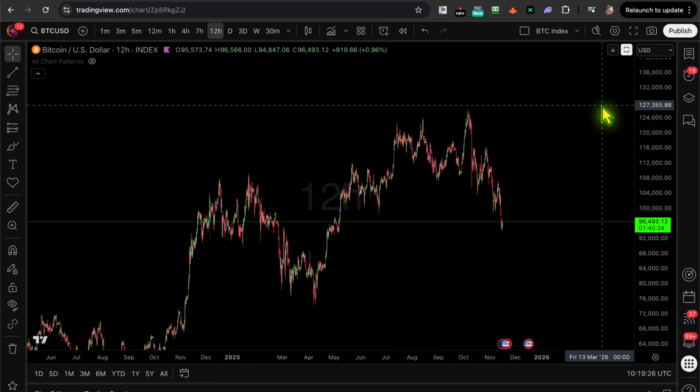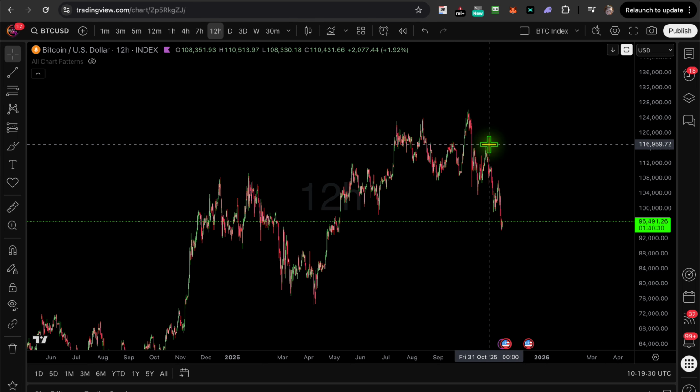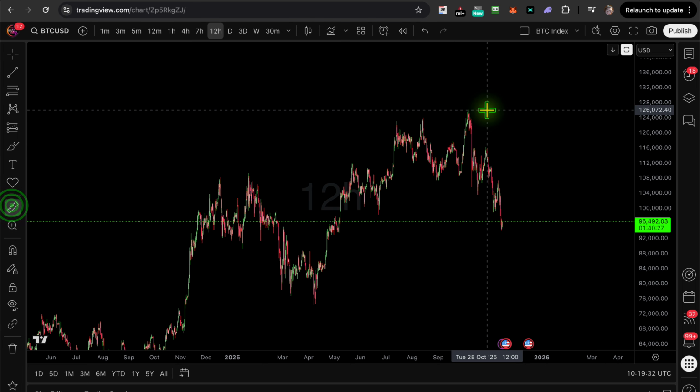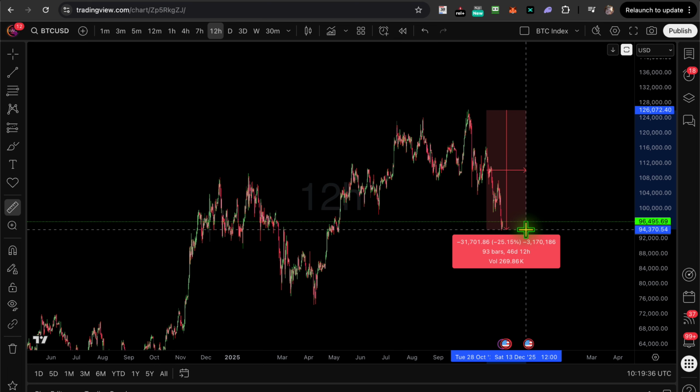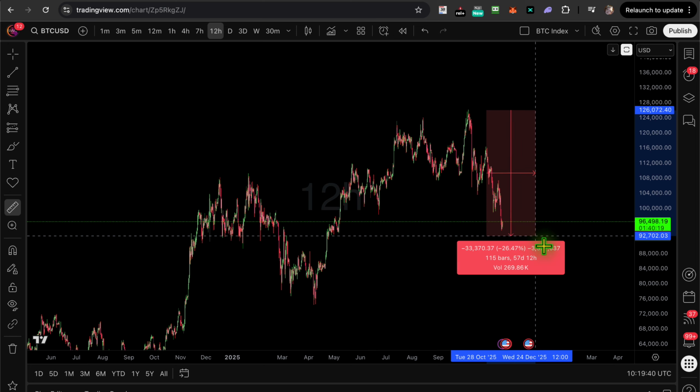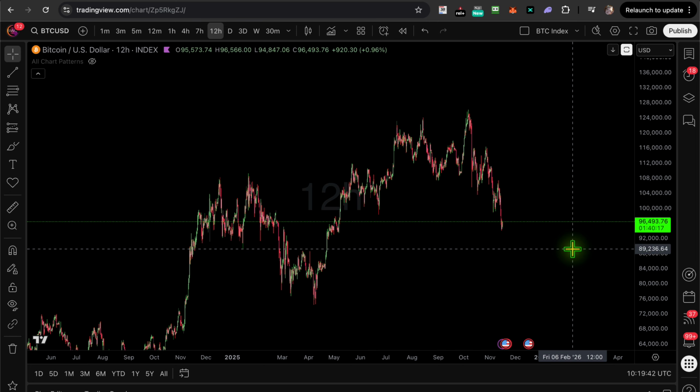We're looking at the price of Bitcoin versus the US dollar on the TradingView index chart. Okay, so the price has come down a lot, hasn't it? How much has it come down? It's come down from the all-time high. It went down as far as like 25%. It's currently at about 23%. So quite a big dump.